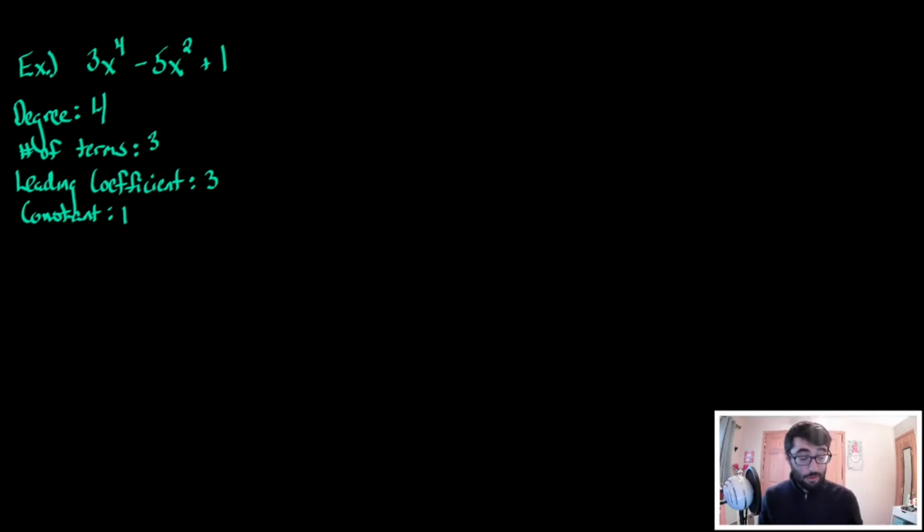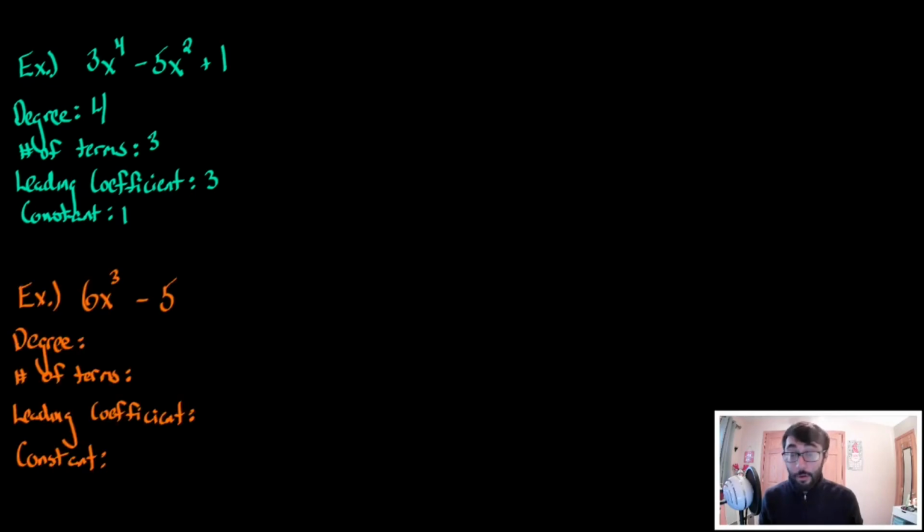Now let's take a look at another polynomial expression. So let's take a look at this one. As we can see here, once again, it is in standard form, highest exponent to lowest exponent, and that highest exponent on x is 3. So we have a degree of 3 because we have x cubed, and that is the highest exponent on x.